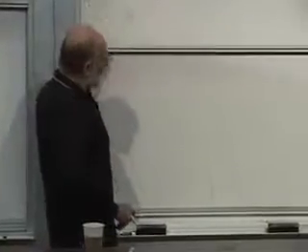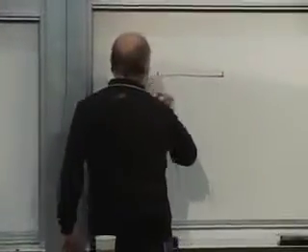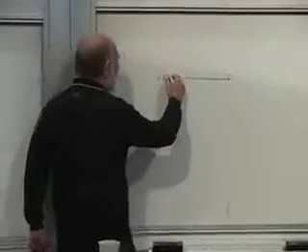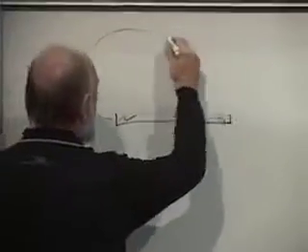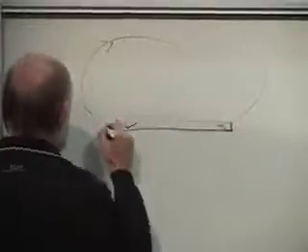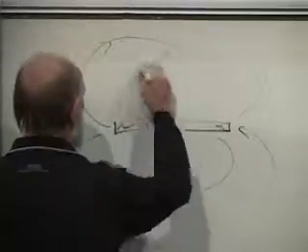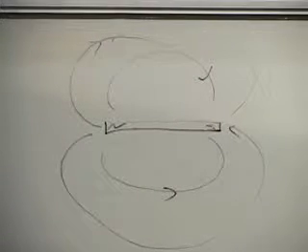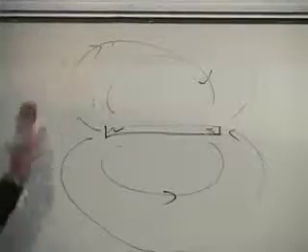Just to see what's involved, imagine a bar magnet. A bar magnet has a north pole and a south pole, and out of the north pole comes magnetic field lines, and the magnetic field lines look something like this. You've all seen this. You take a magnet, put it under a piece of paper, sprinkle some iron filings on it, and you make something like this.